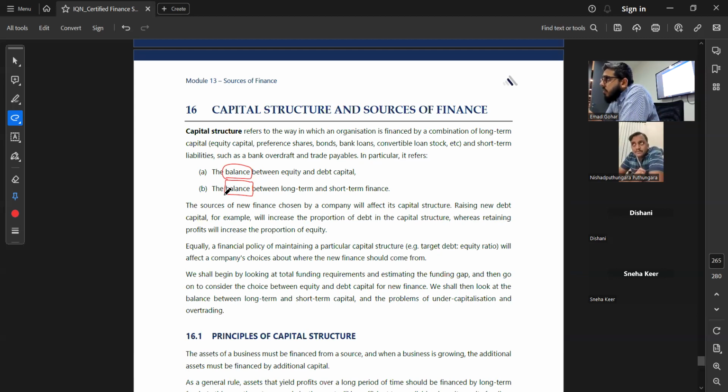What are the short-term finances? Different examples like bank overdraft. What are long-term finances? Term loan, bond, like that. Okay, quickly read through these three paragraphs and tell me whatever I explained to you before, is it written here or not.